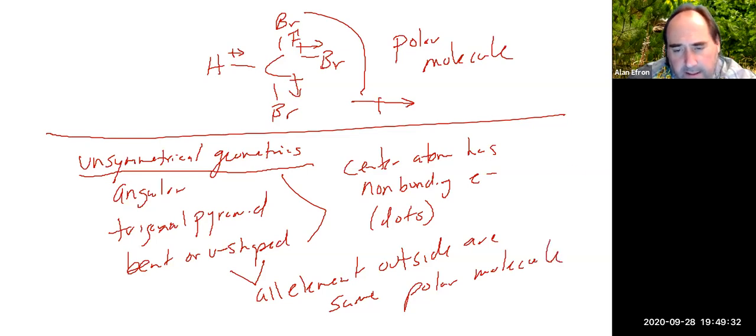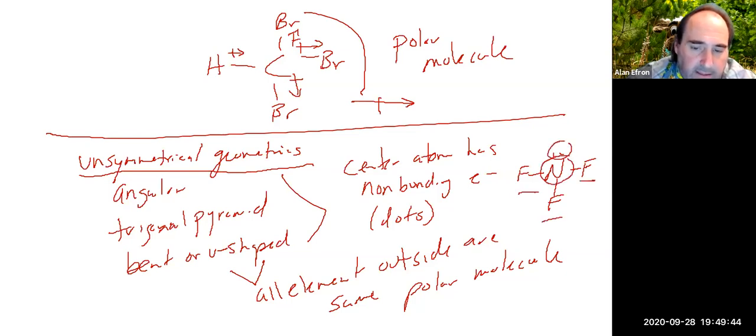So like this, NF3. I won't draw all the dots on the fluorine. I look at the central atom. I see dots. I see everybody the same. This is going to be a polar molecule. And that is probably the best way to do it.